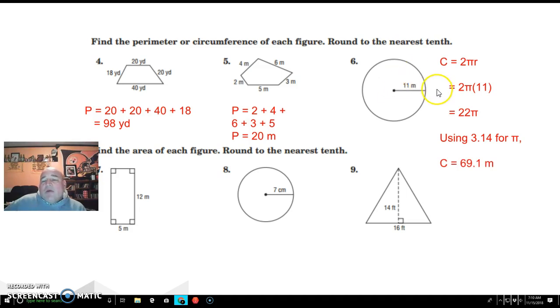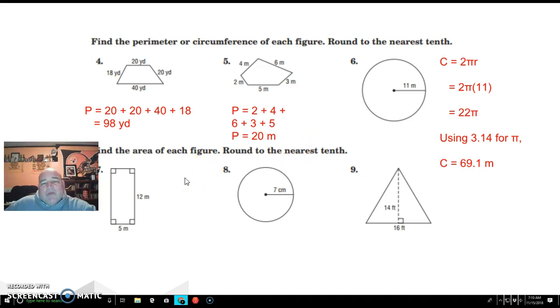Now, depending on what you use for pi, this will change your answer slightly. So make sure you look at the directions for what you're doing. Are you supposed to leave it in terms of pi? Are you supposed to use 3.14? Or are you supposed to use the pi keys on your calculators?